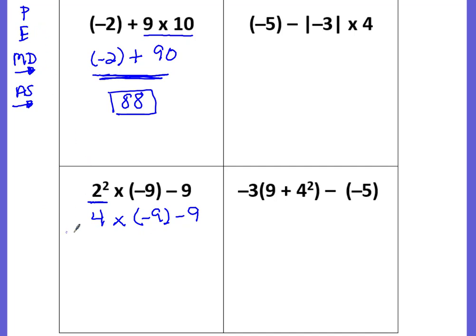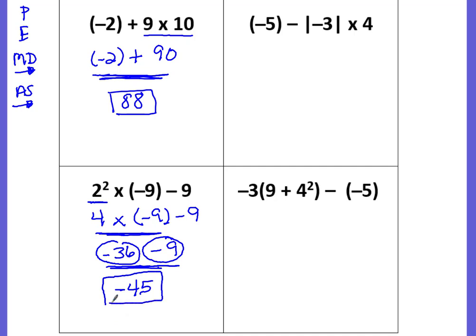Move to multiplication and division, left to right. And I see a multiplication, so I'm going to underline it. 4 times -9, I know 4 times 9 is 36, and the signs are different, so it's going to be a -36. Use your trick if you need to. Bring down the -9, and now we have a subtraction. We have a -36 and a -9. Remember, circle the integers and their signs, and you'll see that the signs are the same. If they're the same, what do we do? Add them up. 36 plus 9 is 45, and because they're both negative, the answer is negative. So the answer is -45.